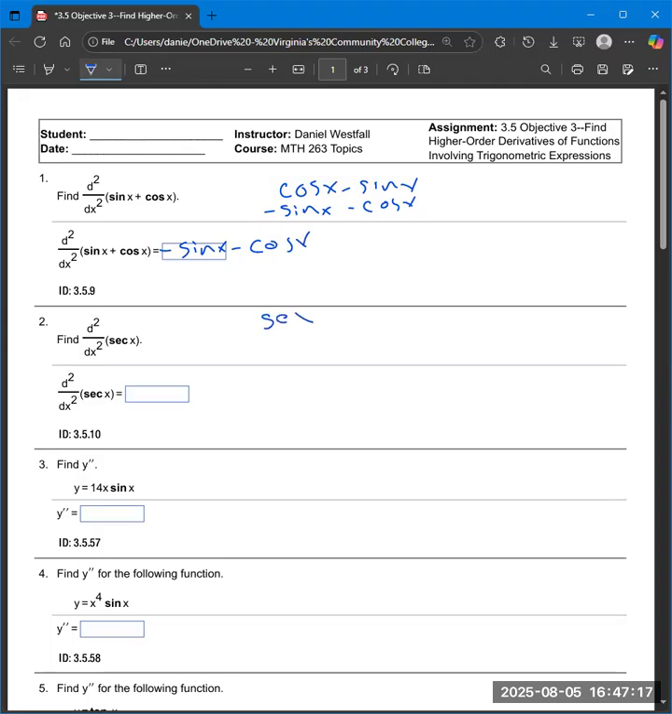Derivative of secant is secant x tangent x. And then we're going to use the product rule. So the derivative of secant is secant x tangent x. Leave that tangent alone, plus leave the secant alone. Derivative of that tangent is secant squared. So we have secant cubed x plus secant x tangent x.